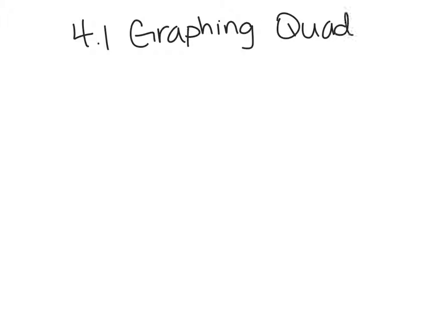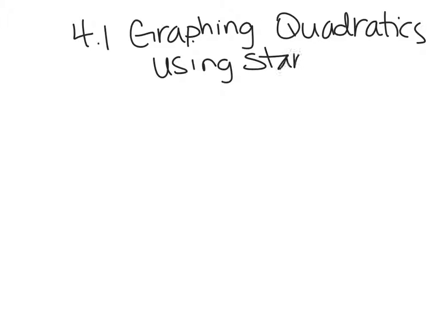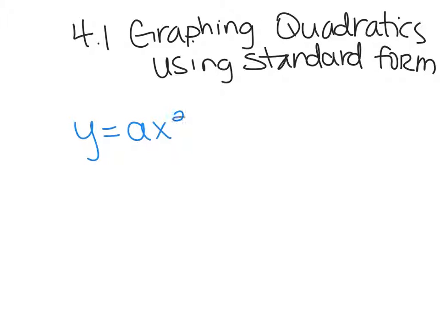Today we're going to look at 4.1, which is going to be graphing quadratics using standard form, which is how we did this in Algebra 1. Alright, so first we need to know what standard form is. So standard form is y equals ax squared plus bx plus c. Alright, so we need to have that memorized.